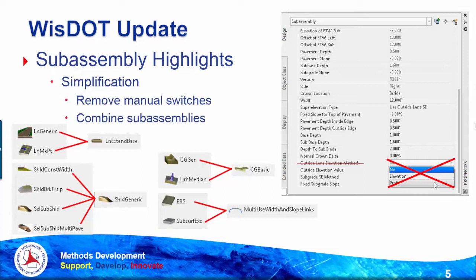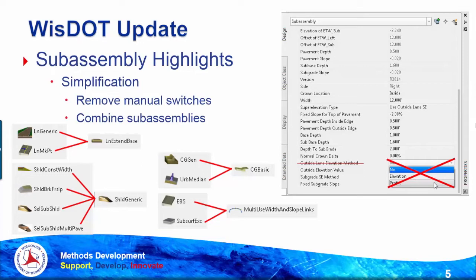The examples I have shown on the screen here, we had 2 lane subassemblies, 1 lane generic and 1 lane mark point. We combined the functionality of both those into lane extend base. And we did the same thing for the shoulder, the curb and gutter, and then we had some subsurface excavation subassemblies that we were able to combine too. So if you count them on the screen there, we have 1, 2, 3, 4, 5, 6, 7, 8, 9, 10 subassemblies. We've reduced that to 4.